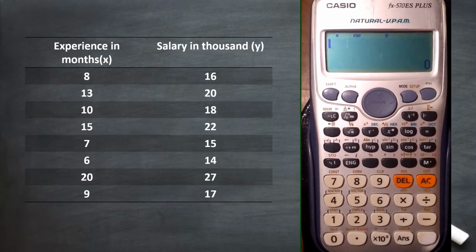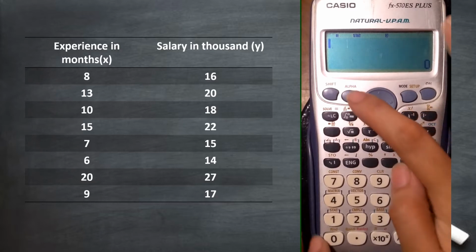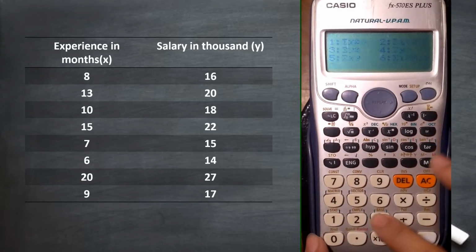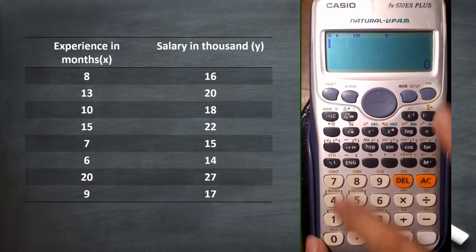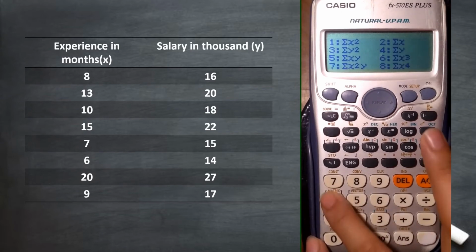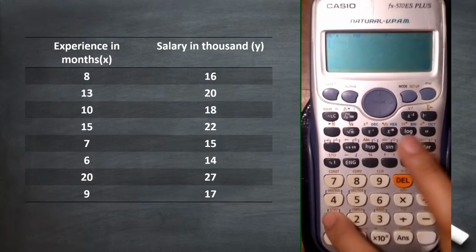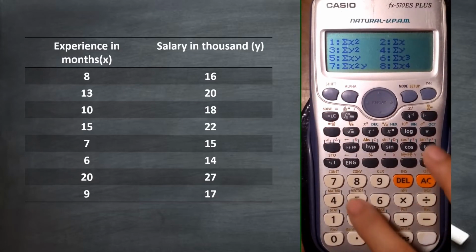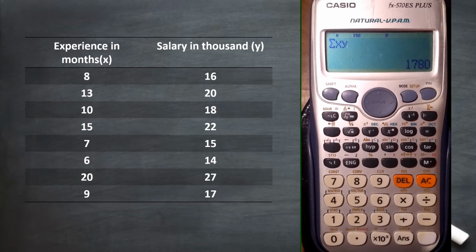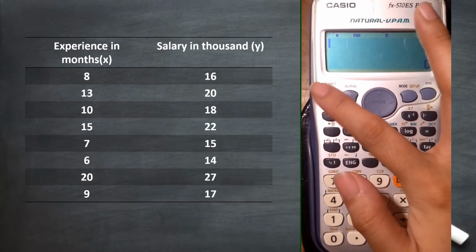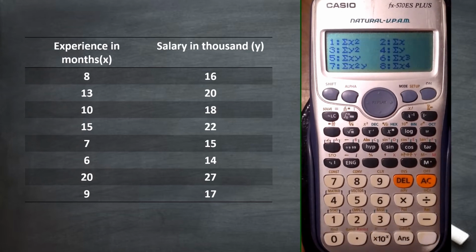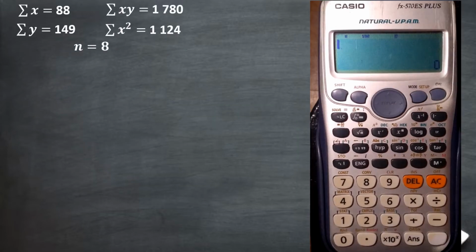And then you press AC, then we get the values for the summation. So shift stat sum, summation of x is 88. Next, summation of y, shift stat sum, summation of y, equal sign. Next, summation of x times y, shift stat sum, summation of xy, equal sign. And then last one, summation of x squared, shift stat sum, summation of x squared, and then equal sign. That's it. We have identified the values for the summation and n.